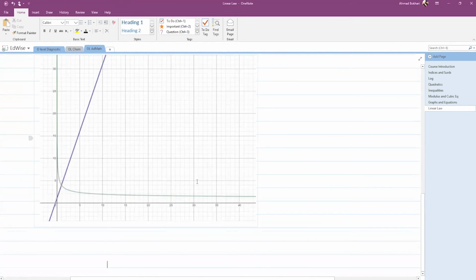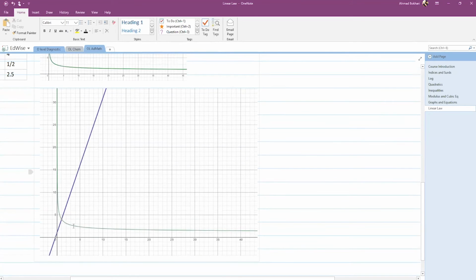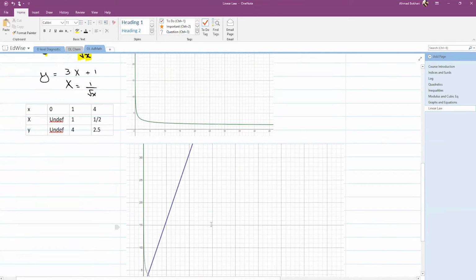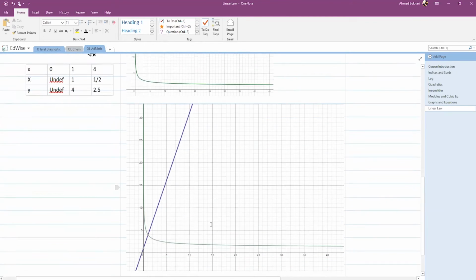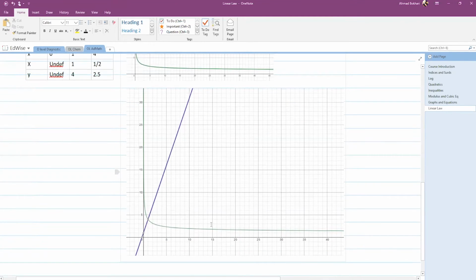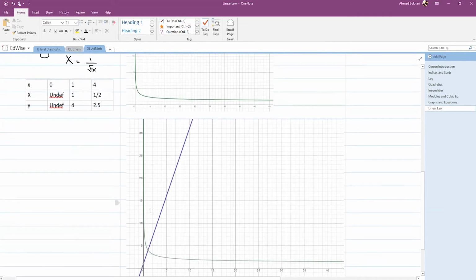Now the good thing about this, and interestingly, is that the green line and the purple line, both of them are showing the same direction, except one is a disguised version of the other one. And the purple line is easier to handle compared to the other one, which is why we use linear law.